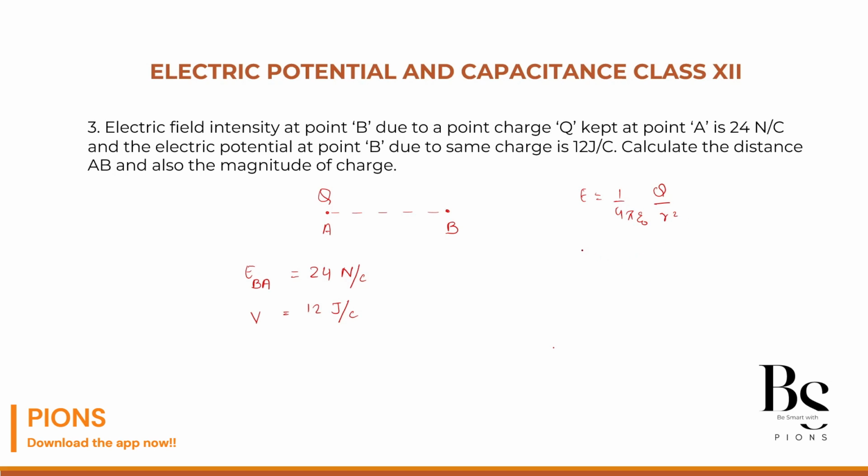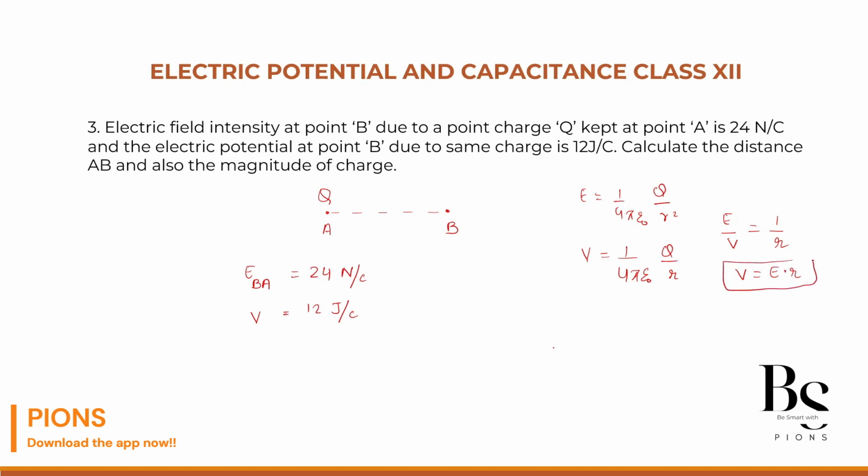And potential V we have learned is 1 by 4 pi epsilon naught charge Q by R. If we divide E by V, let's see what we get. So dividing electric field E upon V, we get Q cancels, 1 by 4 pi epsilon naught cancels, and we get 1 by R. Clear? So if you cross multiply, voltage V is equal to electric field into R.